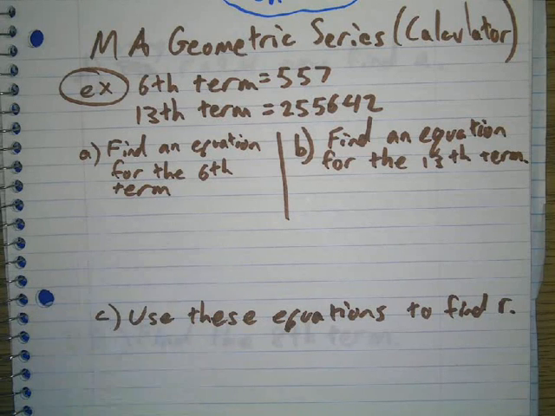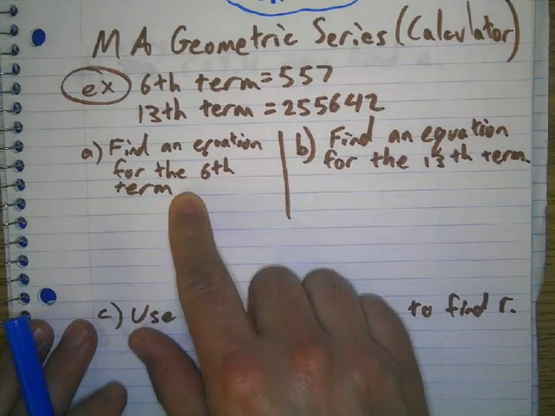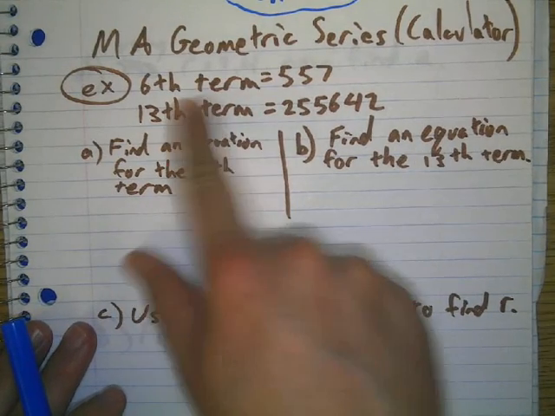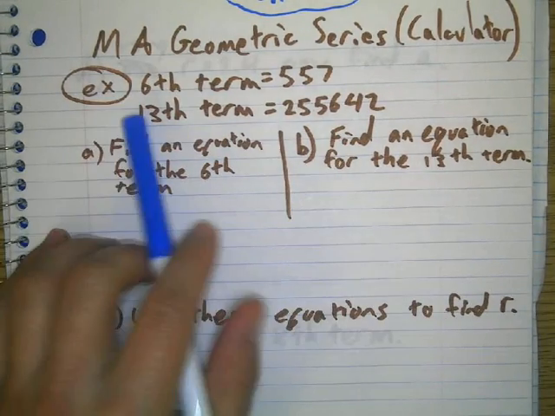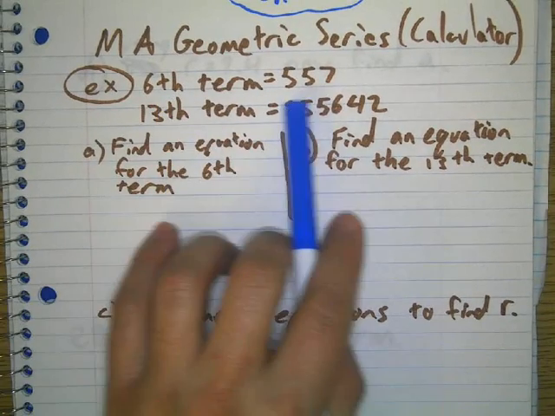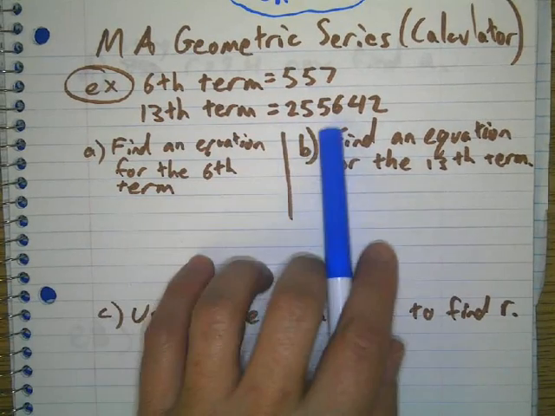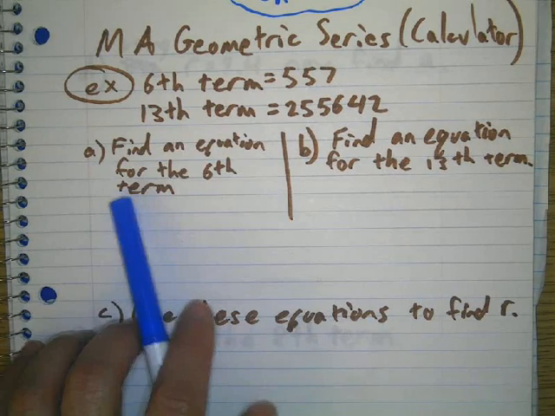Okay, math application students. Now we're going to do some more advanced geometric series questions using a calculator, like you couldn't do the others without a calculator, for example. But anyways, all right. So we want to write an equation using this information. In this example, you're given the 6th term is this, and the 13th term is this, and you want to write an equation in terms of a and r.